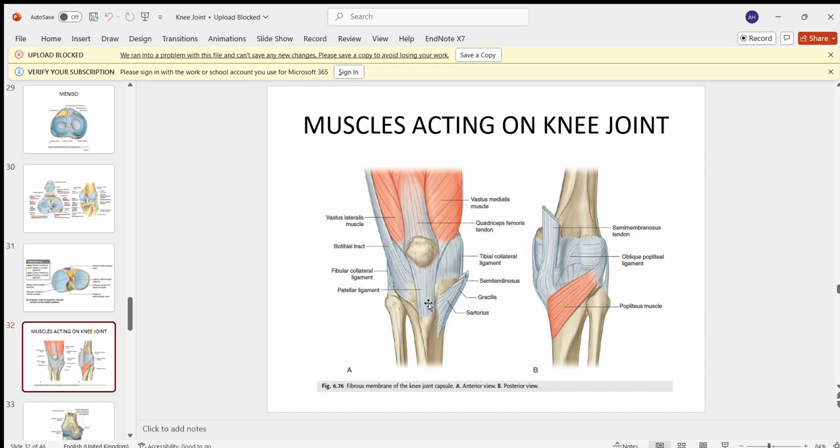Now, what are the various muscles acting on the knee joint? The extension of the knee joint is done by the quadriceps femoris along with tensor fascia lata, and the flexion is by the hamstrings, which are located on the back of the thigh.